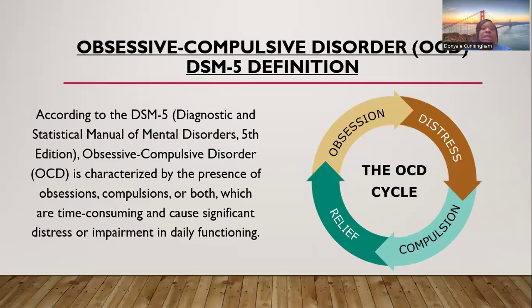According to the DSM-5, which is the Diagnostic and Statistical Manual of Mental Disorders, obsessive compulsive disorder is characterized by the presence of obsessions, compulsions, or both, which are time-consuming and can cause significant distress or impairment in daily functioning. And so the cycle of OCD includes obsessions, compulsions, distress and relief. Today we're only going to focus on obsessions and compulsions.